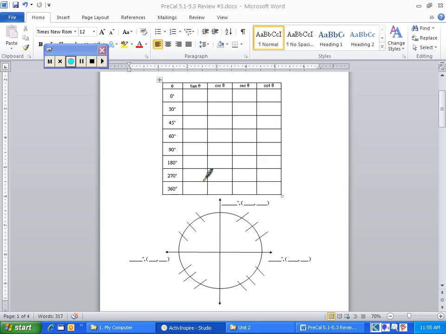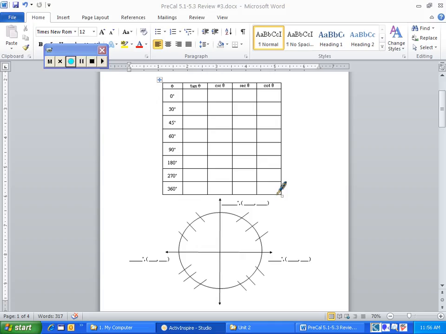Now remember, the answers for tangent are cofunctions to cotangent, which means it's just the opposite. So if tangent is 0, that means cotangent is undefined. If tangent is undefined, that means the cotangent is 0. And so forth. 0 here, undefined here. Undefined here, 0 here. 0 here, undefined there.